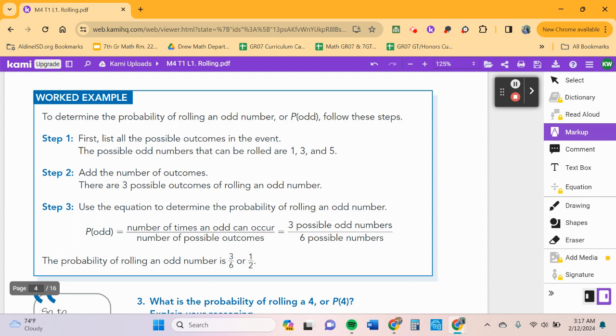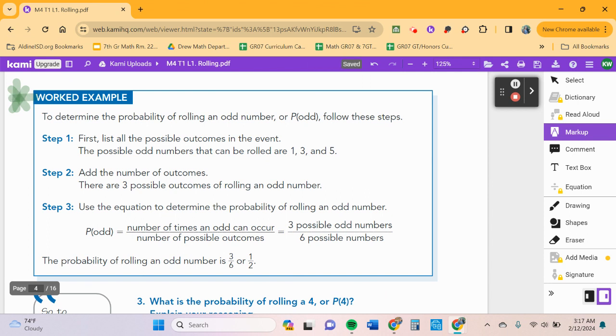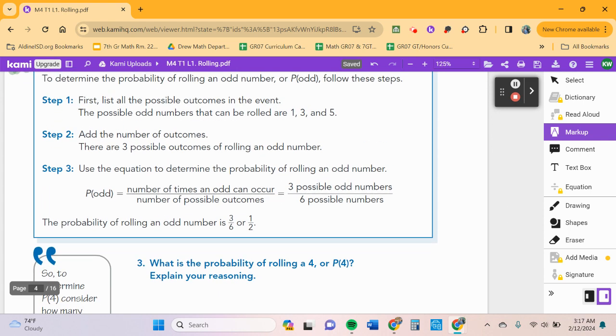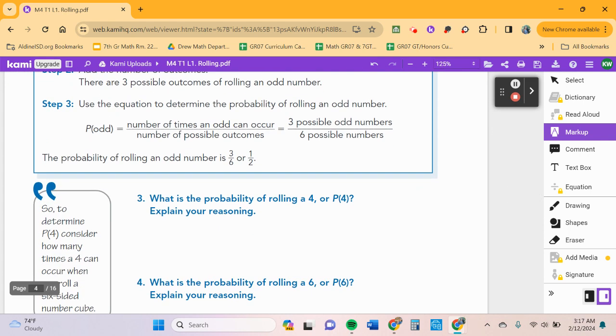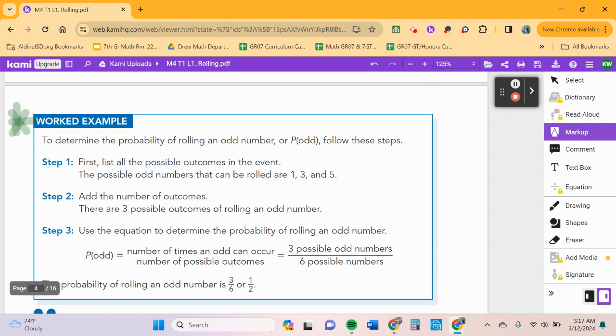Now, we are about to look on the next page at this worked example so that you can see how you would write and find the probability of an event. So at this time, I want you to annotate this worked example, read it, and then try to answer questions 3 and 4. Go ahead and set a timer for about 3 minutes. We will go over the worked example and also questions 3 and 4. So 3 minutes on the clock. Pause here.